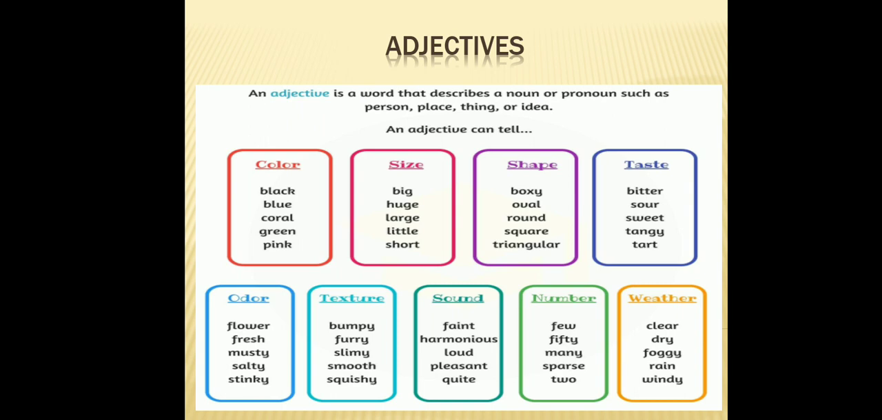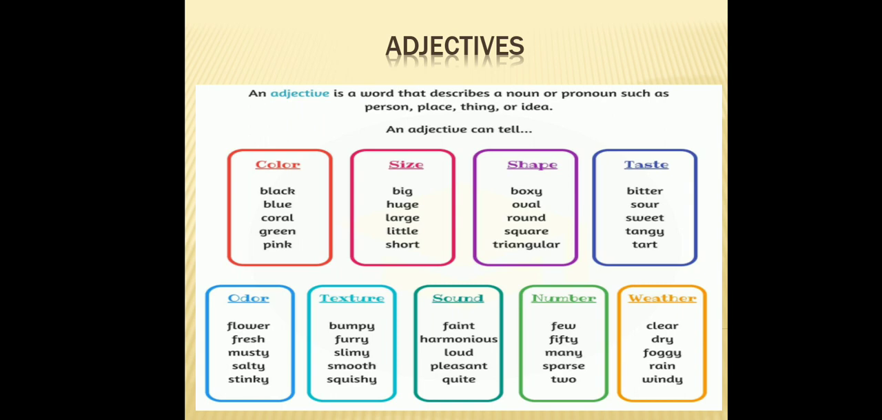The next one is the adjectives. An adjective is a word that tells us more about a noun. It describes or modifies a noun. Adjectives are words that describe or modify other words, making your writing and speaking much more specific and a whole lot more interesting. An adjective is a word that describes a noun or pronoun, such as a person, place, thing, or idea.